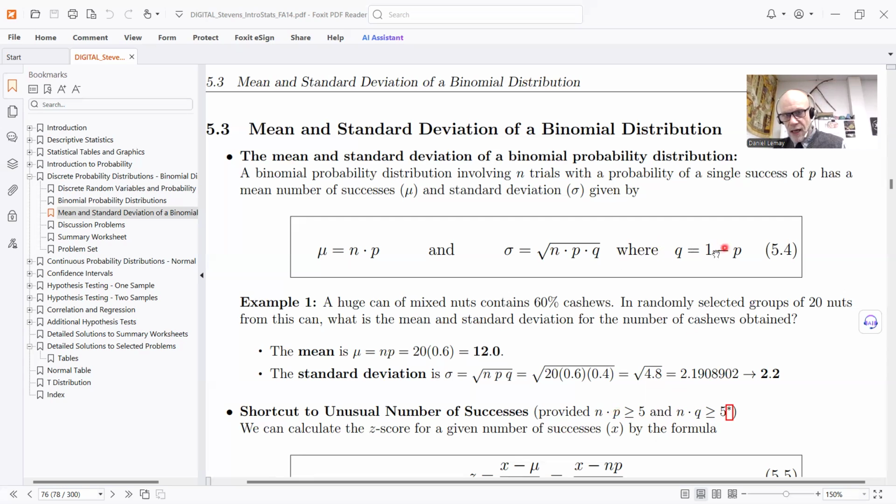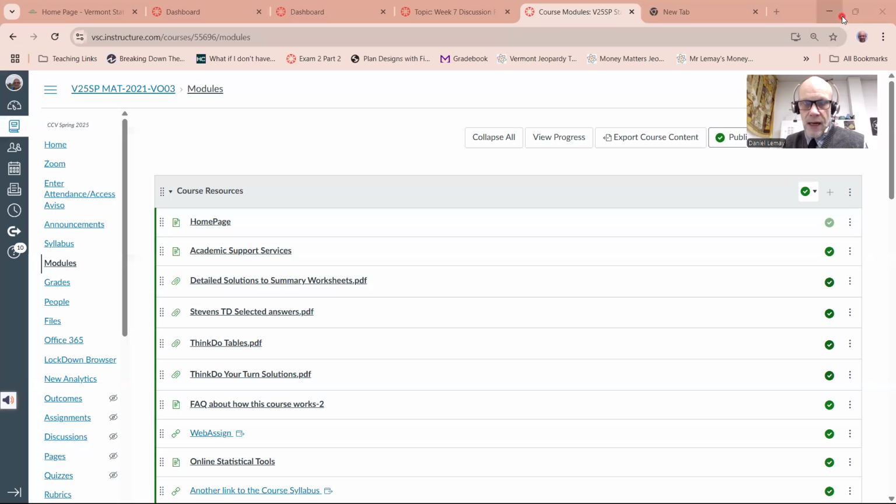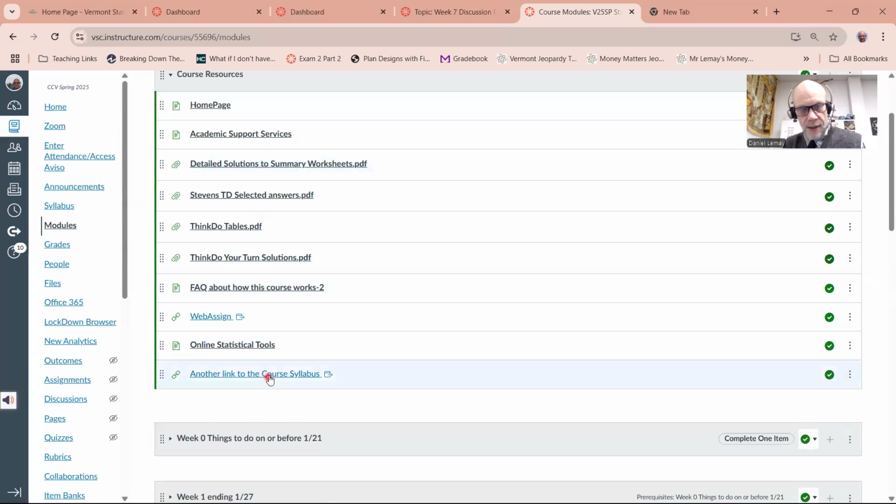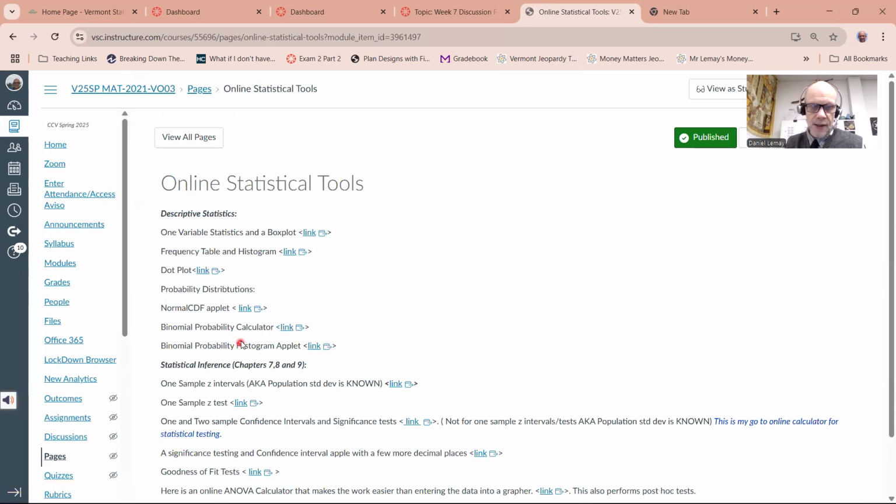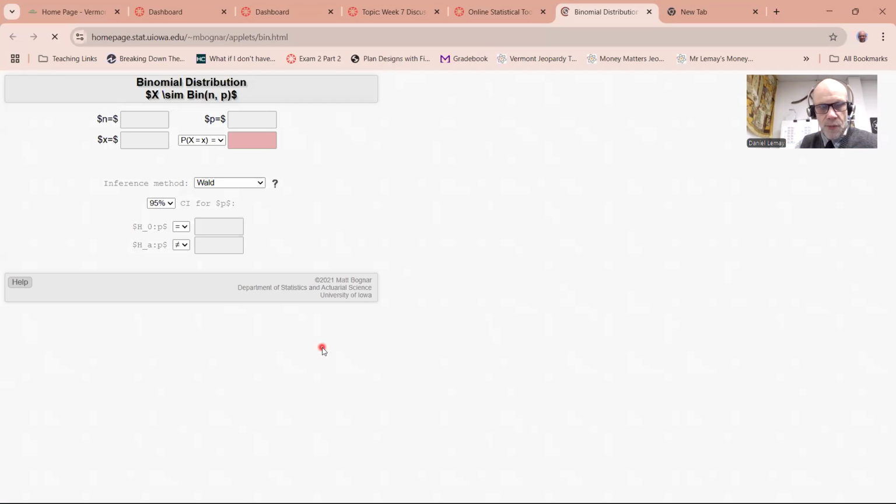He talks about it a little bit up there, right? So that also has to be bigger than 5. If these conditions aren't true, then it's not going to be a normal distribution. What I want to do is walk through a couple of examples and show you. One of the tools I give you in the course resources modules is the online statistical tools, a collection of web pages and applets that can do some of this work for us. I tend to use the GigaCalc binomial calculator, but this histogram applet works pretty cool.